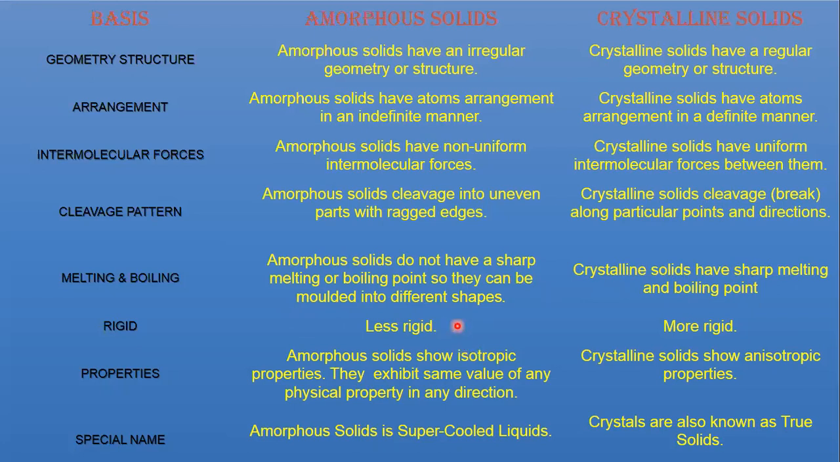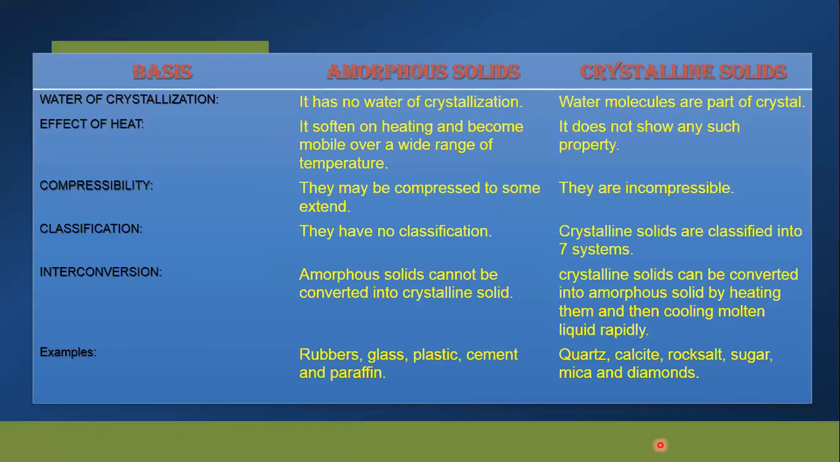Amorphous solids are less rigid, while crystalline solids are more rigid. Amorphous solids show isotropic properties, that is, they exhibit the same value of any physical property in any direction, while crystalline solids have anisotropic properties, that is, their value changes. Amorphous solids are known as supercooled liquids, while crystals are also known as true solids.